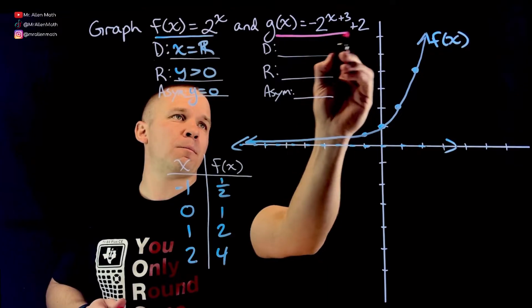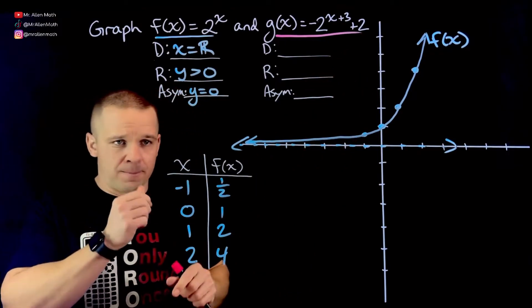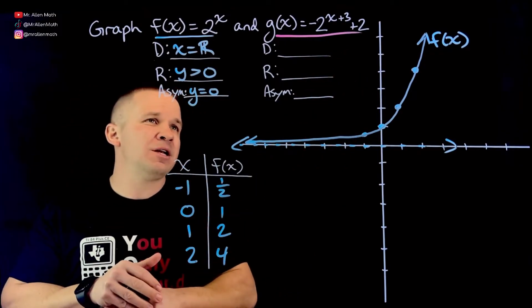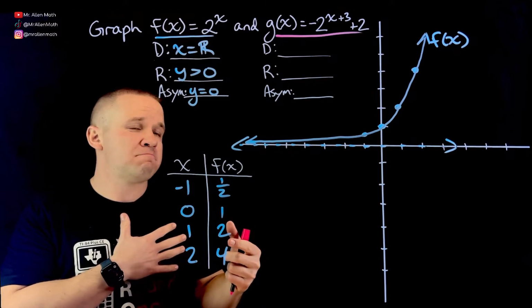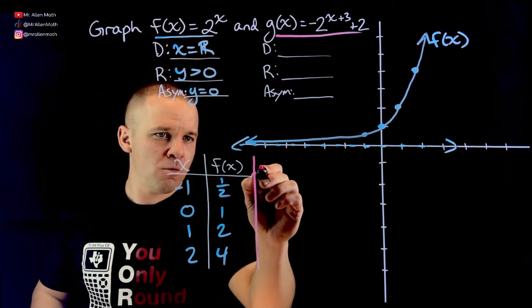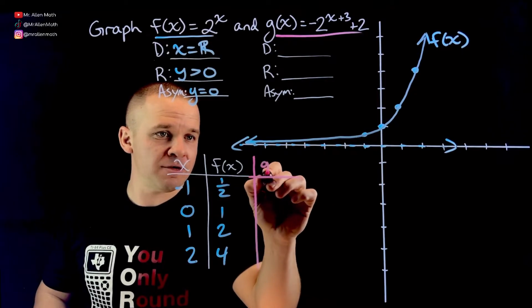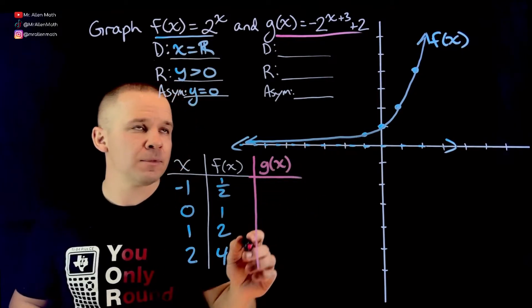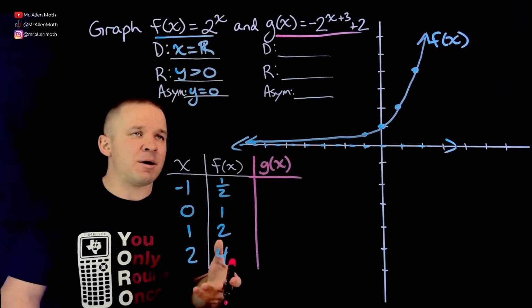We'll do this one in purple. Now, for this one here, I'm going to need to do some transformations, essentially. So I'm going to throw in another t-chart right here. We'll call this g of x. So let's think about what's going to happen here.